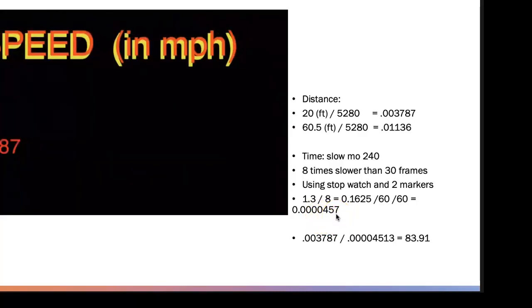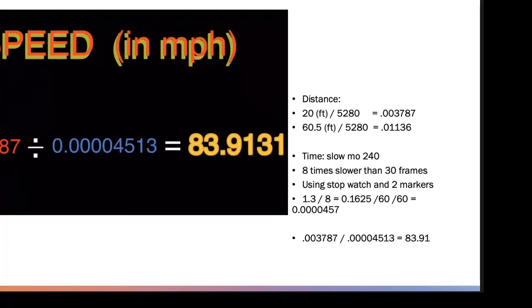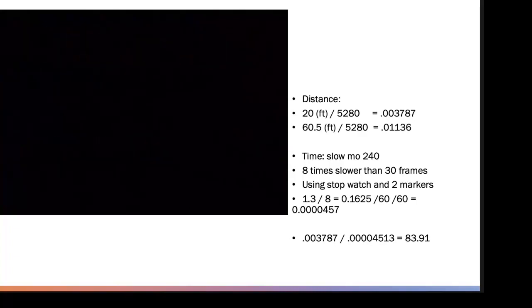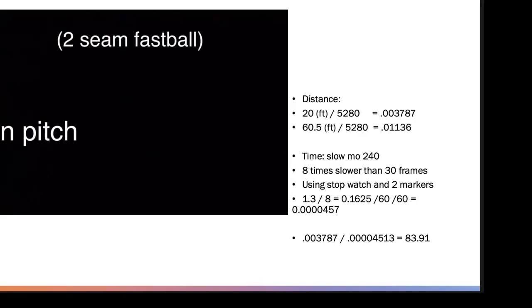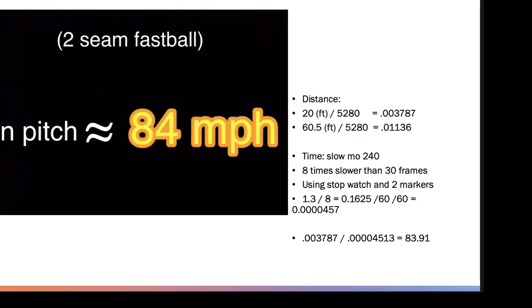Now to figure out the speed you're throwing the ball. First, you take the distance in miles that you're throwing the ball. That was 0.003787. And you divide that by the hours you're throwing the ball. The time in hours is 0.00004513. Your answer should be 83.9131. I rounded 83.9131 to the nearest number, and I got 84 miles per hour.